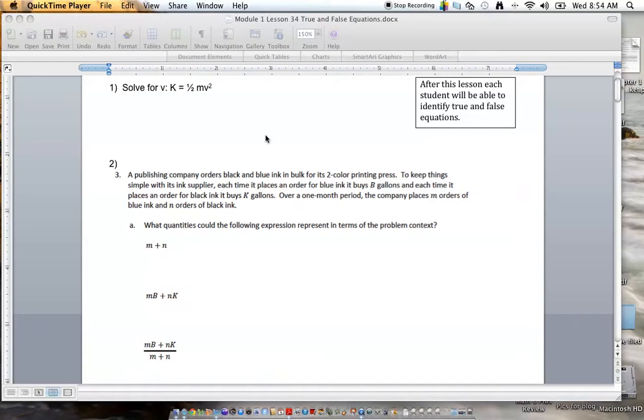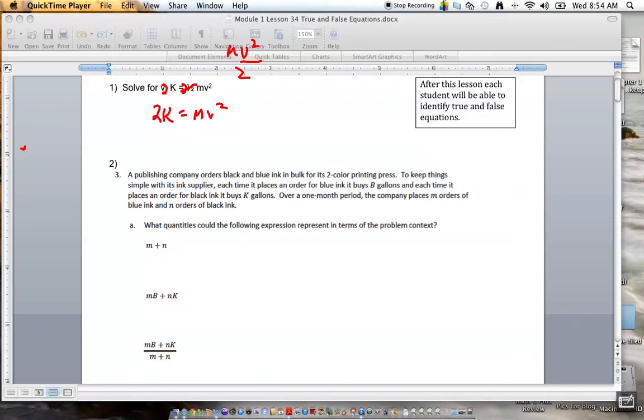Just said that another way to think of this is as 1/2 mv squared over 2, which is the same thing as 1/2. So I could multiply both sides by 2, or I could just put a 2 here and multiply by 2. So I get 2k equals mv squared. But I'm still trying to get v by itself.